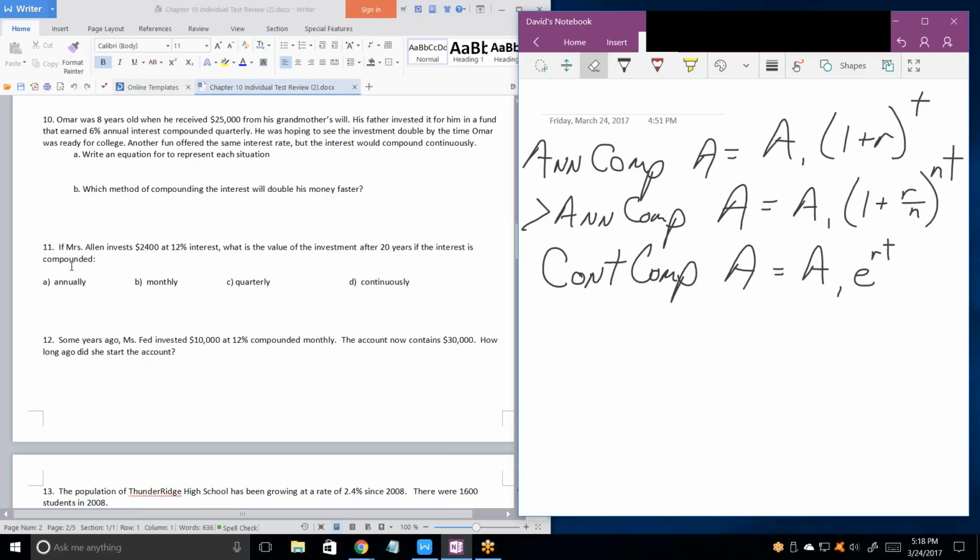So if we look at question 11, somebody's investing $2,400 at 12% interest. They ask, what's the value after 20 years if it's invested with annual, monthly, quarterly, or continuous compounding? So there's 4 possibilities. So let's figure out the annual.